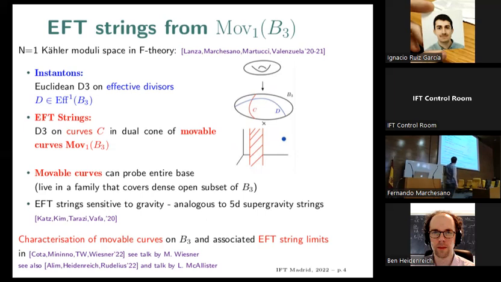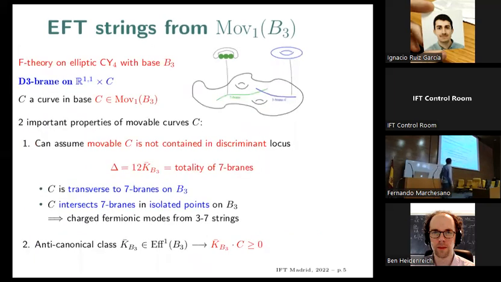And he'll also classify further the EFT string limits that are induced by these objects. Okay, but this is not what we are going to discuss. We want to see how these strings interact or talk to the gauge sector. Which gauge sector? The gauge sector on seven-branes, because we're doing F-theory.